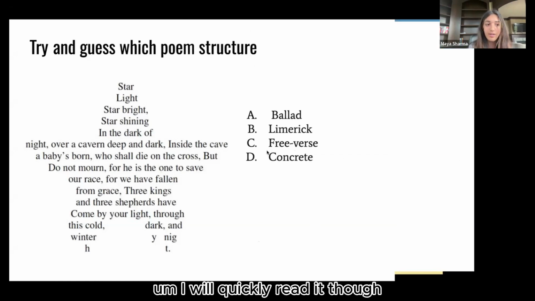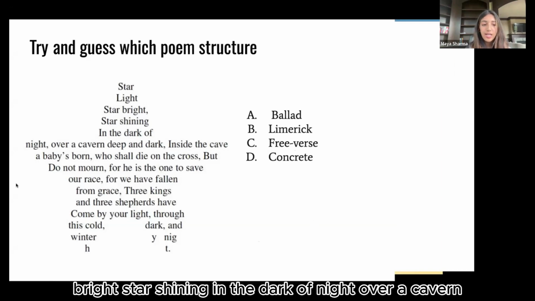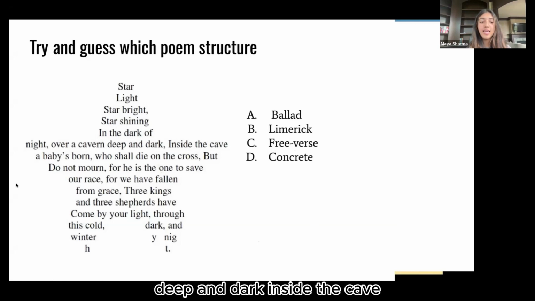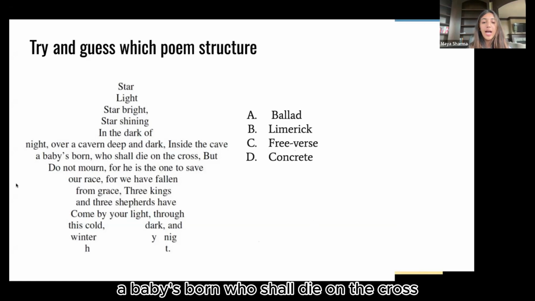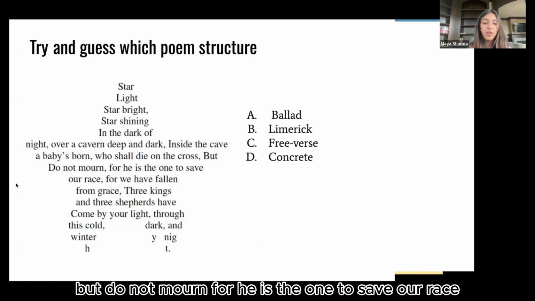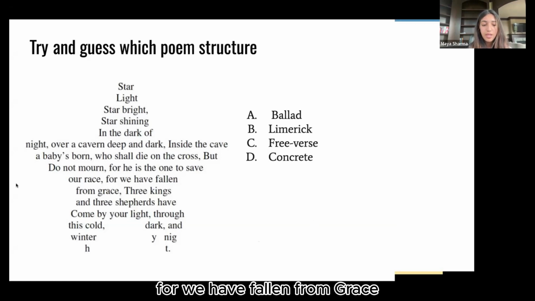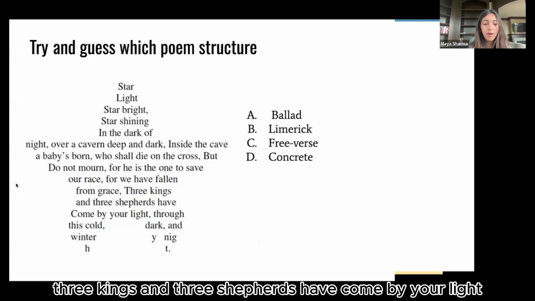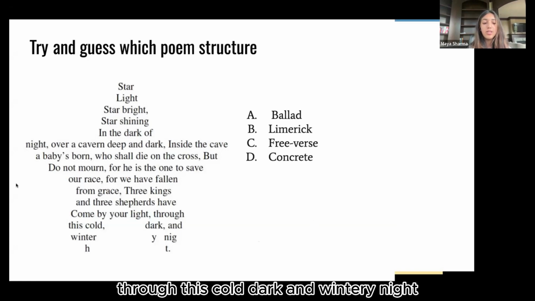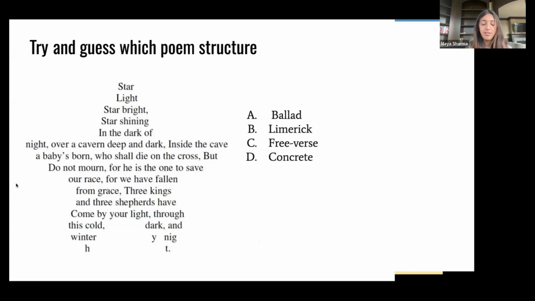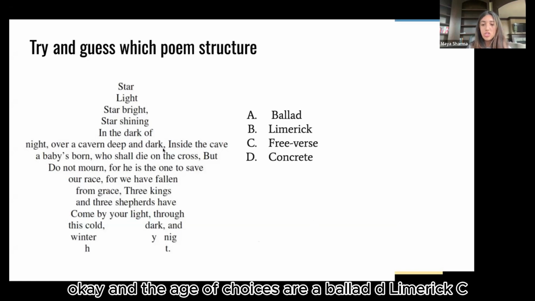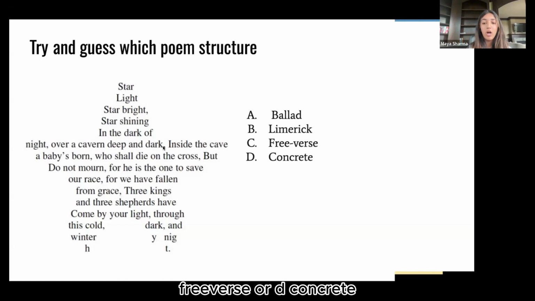I will quickly read it though. Starlight, star bright, star shining in the dark of night, over a cavern deep and dark. Inside the cave a baby's born, who shall die on the cross. But do not mourn, for he is the one to save our race, for we have fallen from grace. 3 kings and 3 shepherds have come by your light through this cold, dark, and wintry night.